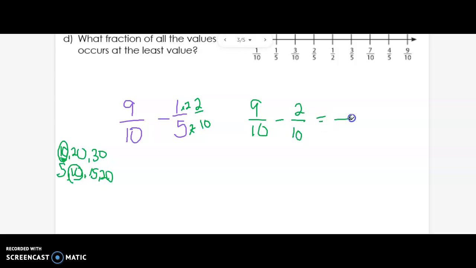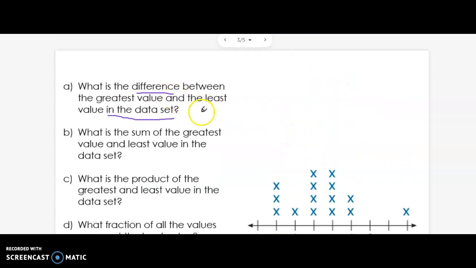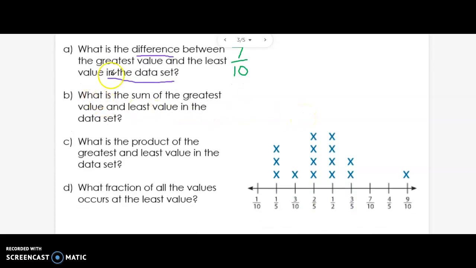Now I can continue with the subtraction. I keep my denominator. I worked so hard to find it. And I subtract my numerators. 9 minus 2 is 7. So 7/10, that's in simplest form, is the difference between the greatest value and the least value in my data set. There we go. Part A. Let's go to part B.